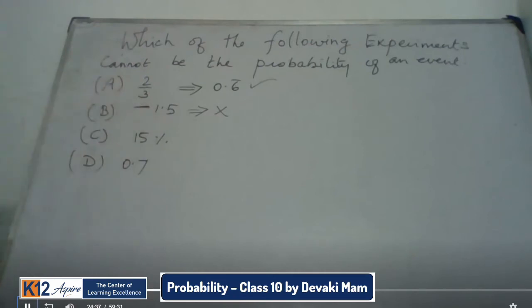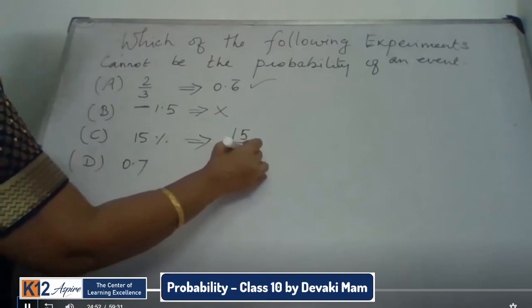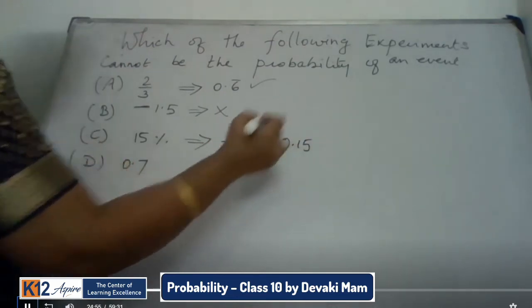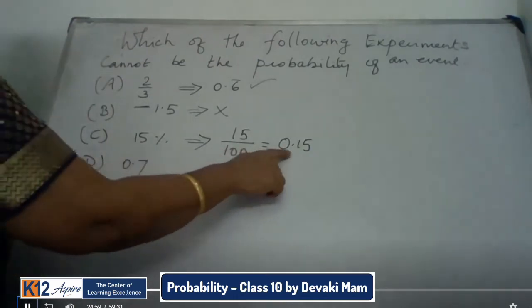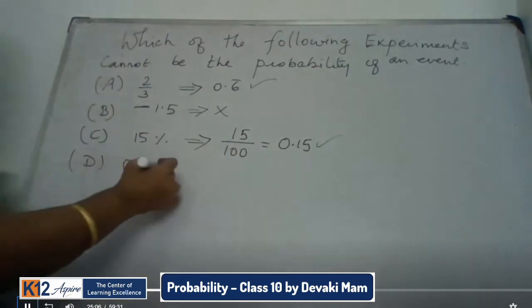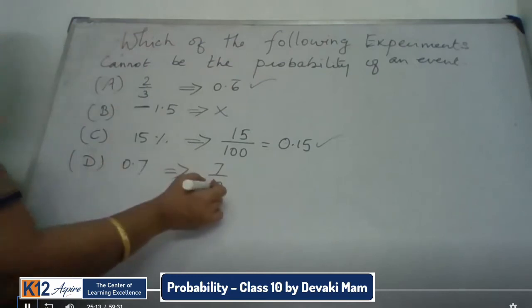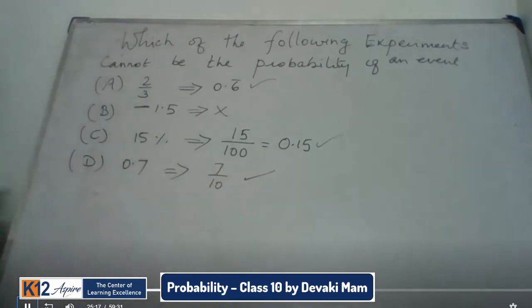Okay, next one. In percentage, it is given. If you change it into a fraction, you are going to get 15 by 100, so you get 0.15. We know that the probability lies between 0 and 1, or equal to 0 or equal to 1, so it forms a probability of an event. The last one is 7 by 10. If you change this into a fraction, you get 7 by 10. Obviously, it is also a probability. Is that clear to you? In this way, we can find out which of these cannot be the probability of an event.